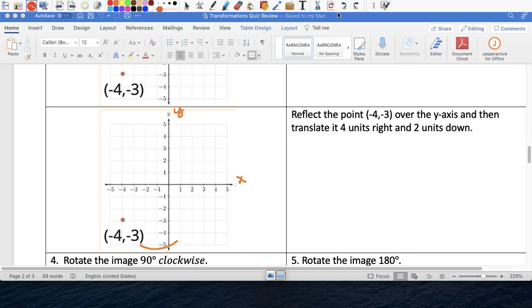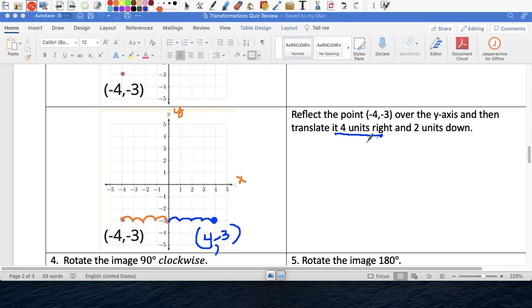Okay, so because we don't have to learn the rules, we just have to count. The distance of (-4, -3) from the y-axis, you can count 1, 2, 3, 4. It's 4 units away, so its image on the other side of the y-axis should be 4 units away. 1, 2, 3, 4, and it's right. So if you flip it over, it becomes (4, -3). Right? Everybody okay with that?